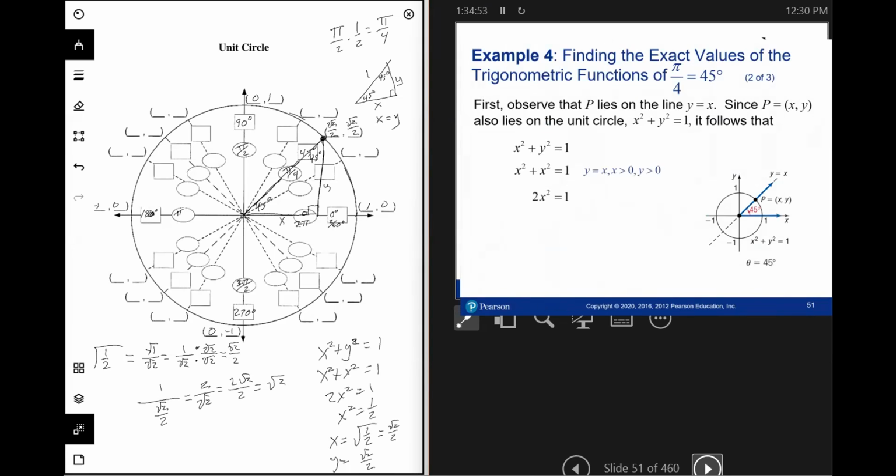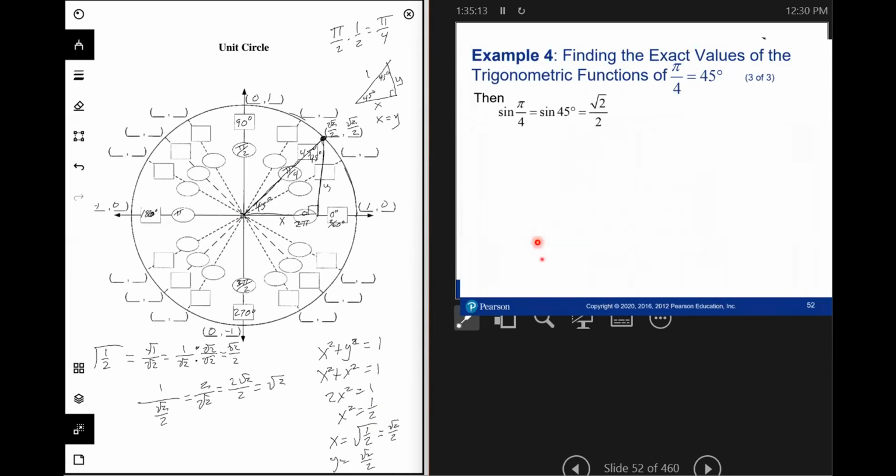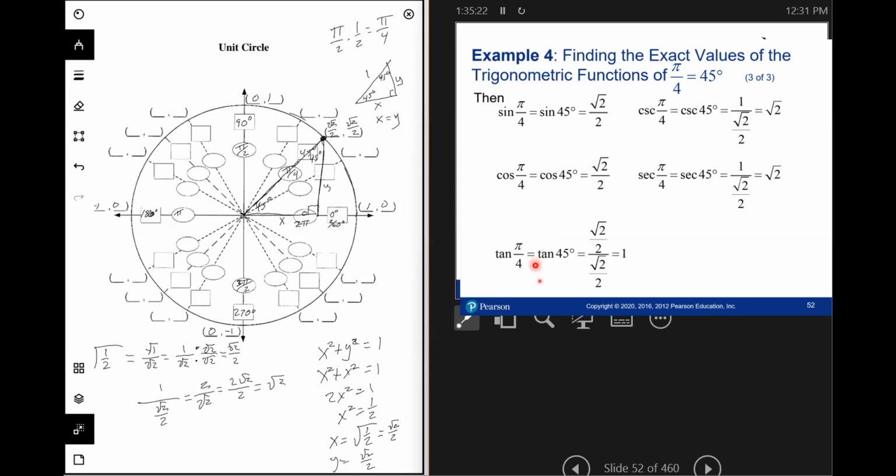And they did the same thing I did here to create it. Please notice that they put the restriction that both x and y are positive. So that's why they just looked at the positive square root. They didn't show all the goings on that I did over here. And so we have sine, cosecant, cosine, secant, tangent, and then cotangent.